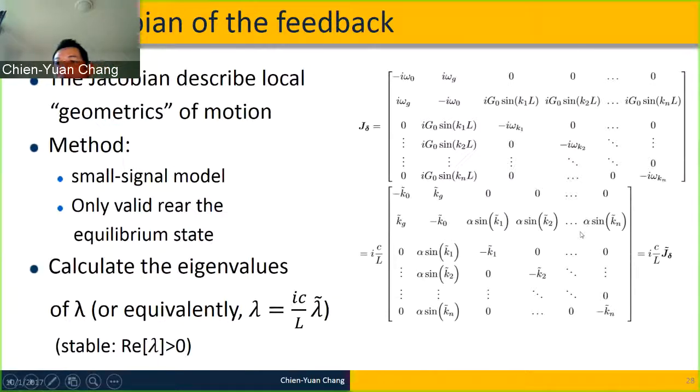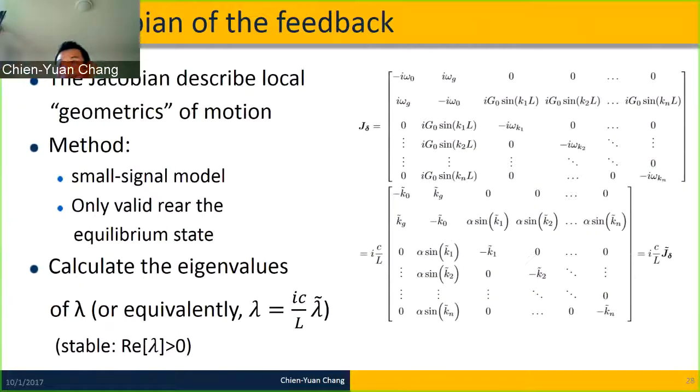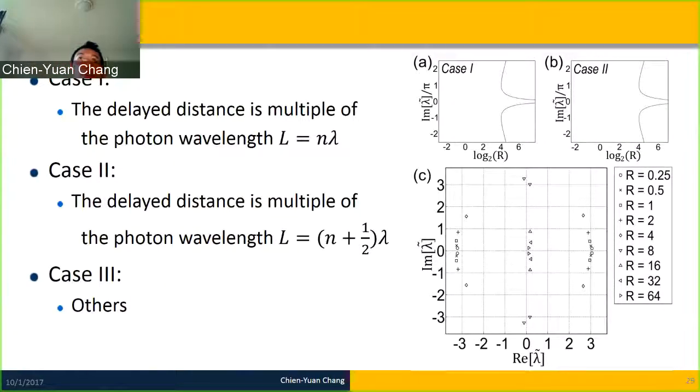Here we make a small replacement, just letting us calculate the eigenvalues more easily. The next step is actually to calculate the eigenvalues themselves. So from the result that we have, we can write out the determinant function of this Jacobian. Next, we are able to calculate the eigenvalues.